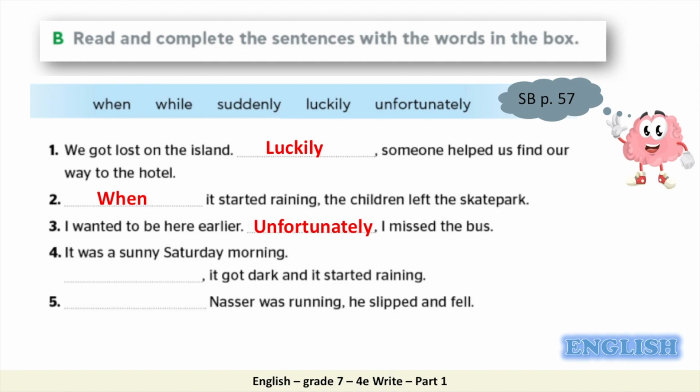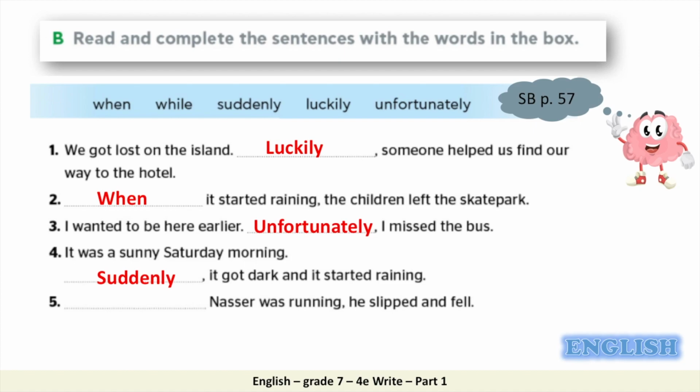Sentence number 4. It was a sunny Saturday morning. It got dark and it started raining. Something unexpected happened and it happened very quickly. So the correct answer would be suddenly. It was a sunny Saturday morning. Suddenly it got dark and it started raining.